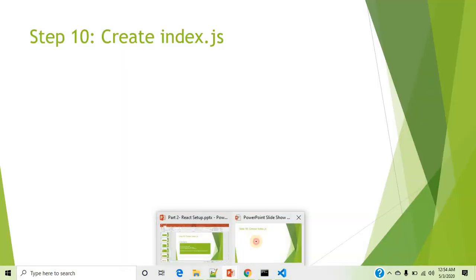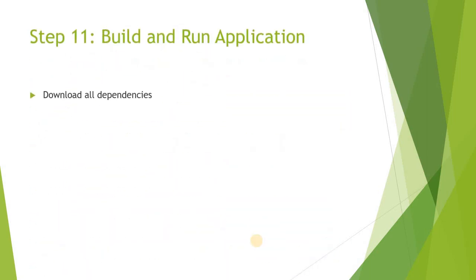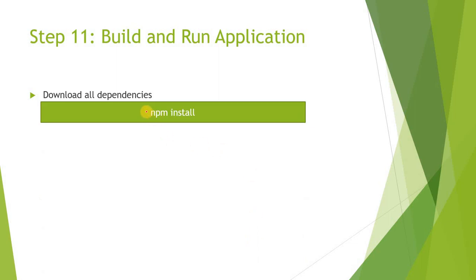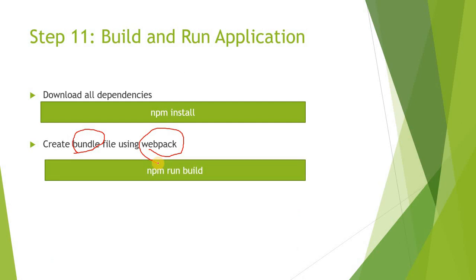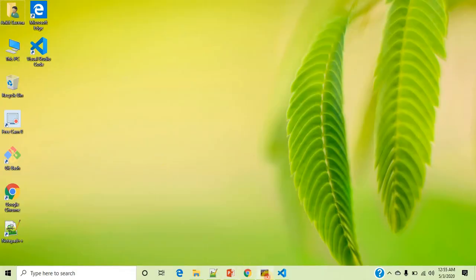Now we will see how we can build or run the application. So first we will use npm install. With the help of npm install, we will install all the dependencies for this application. After that, we will create a bundle file using webpack. So just type npm run build, and after that we will run the application using npm start. So now we will see.